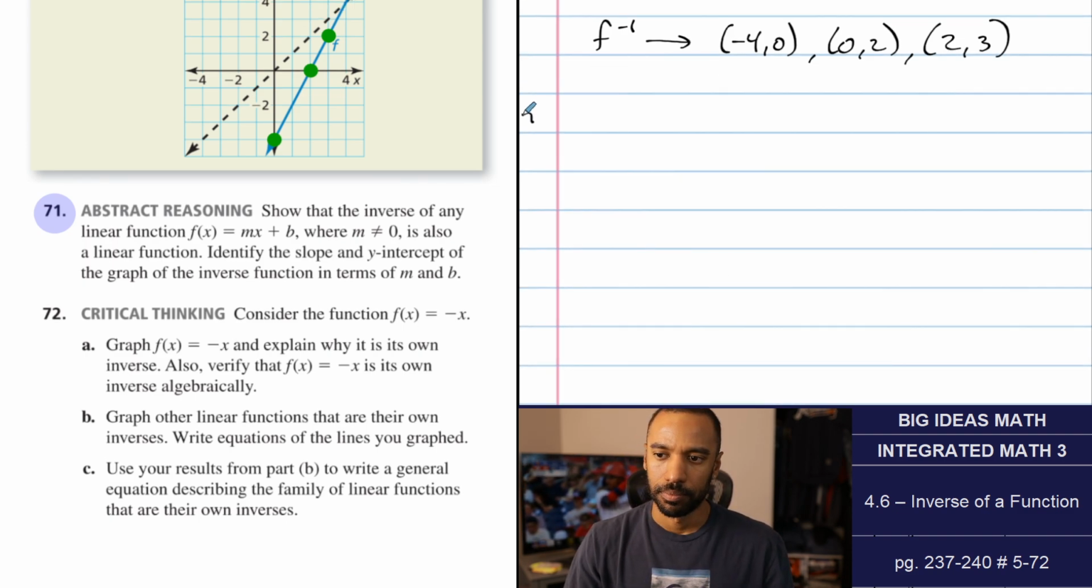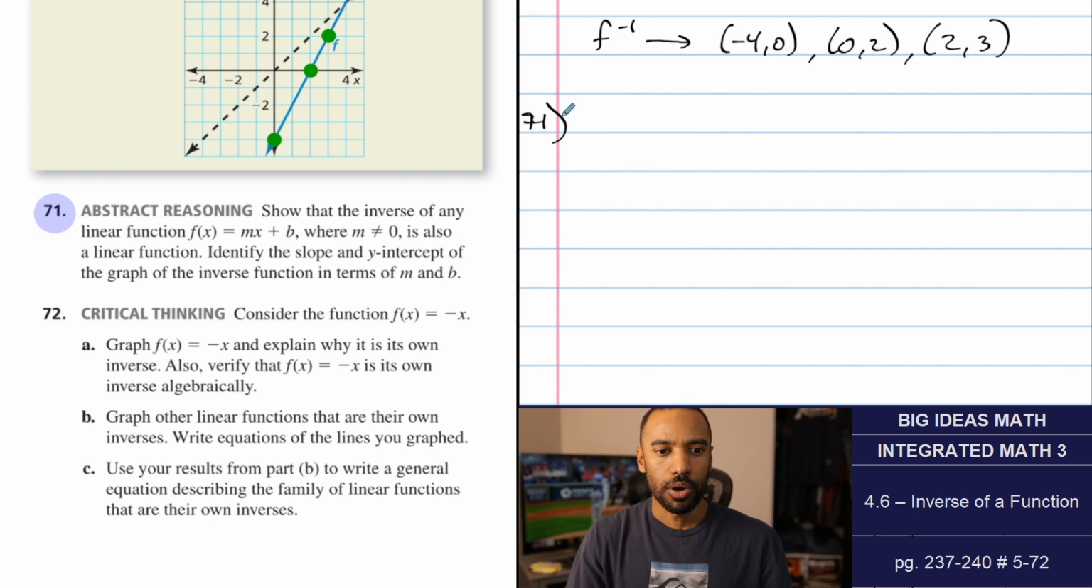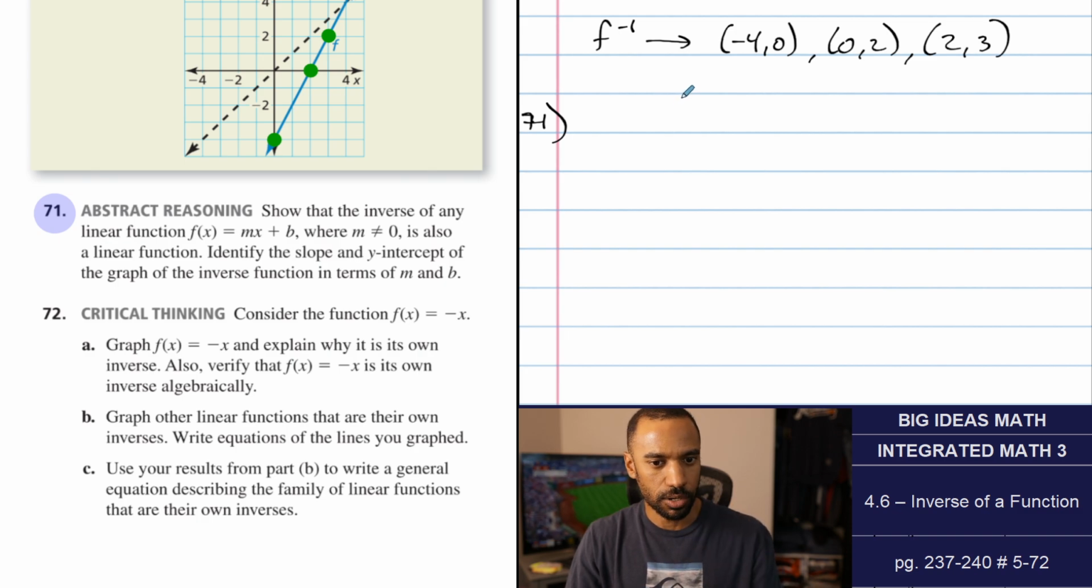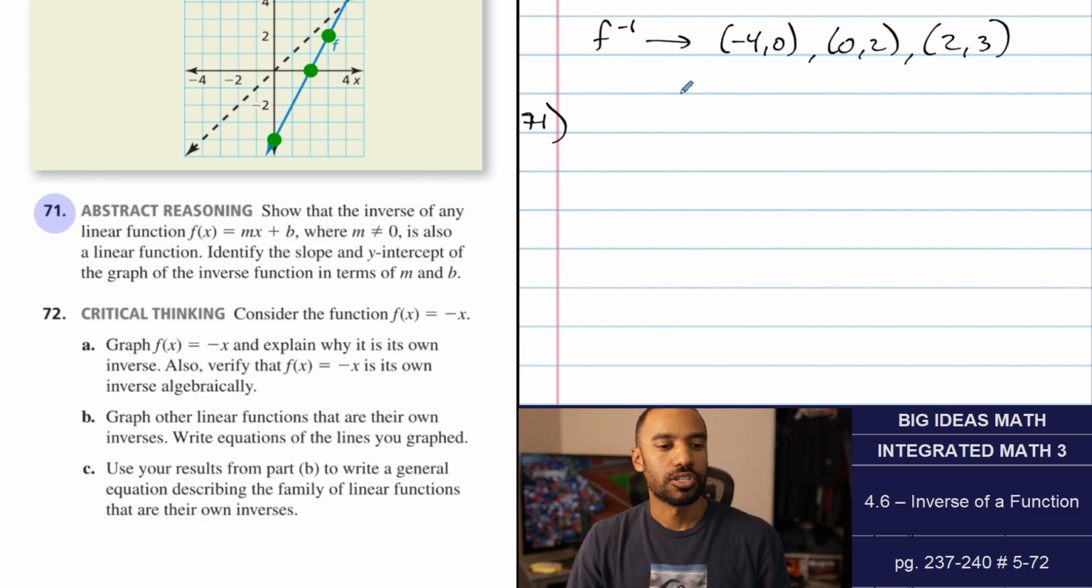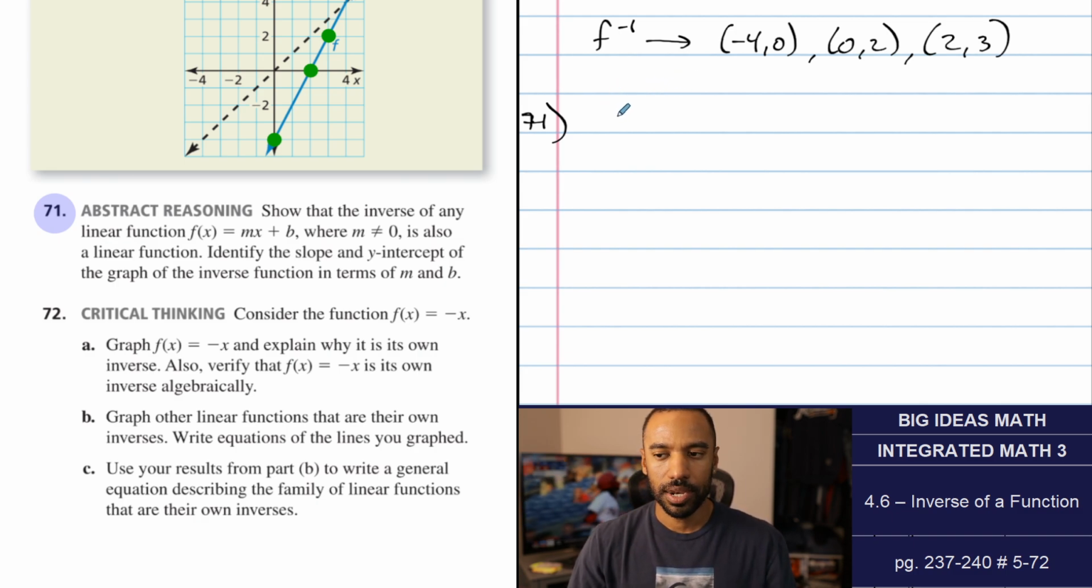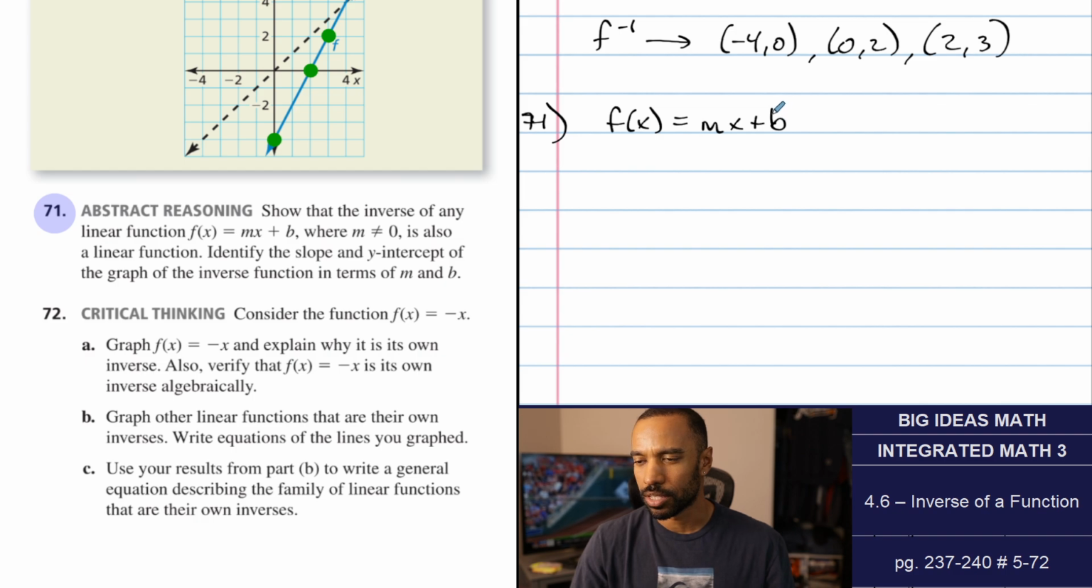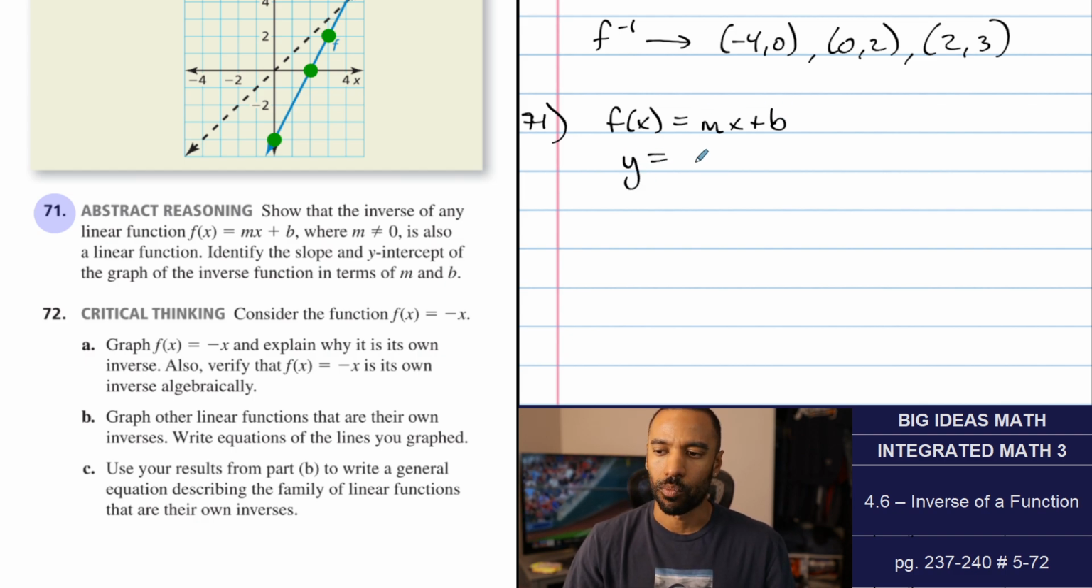Number 71. Show that the inverse of any linear function f of x equals mx plus b, where m doesn't equal 0, otherwise you have a vertical line, is also a linear function. Identify the slope and y-intercept of the graph of the inverse function in terms of m and b. To show that it's a linear function, you basically just have to rewrite it in that form and show that you still have a degree of 1 and things like that. So let's just rewrite it. y equals mx plus b. Swap x and y's, my plus b, and solve for y again.